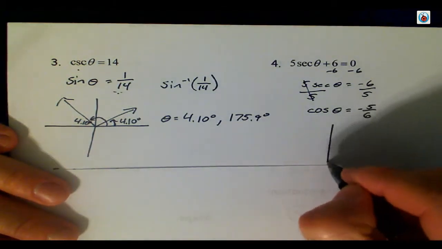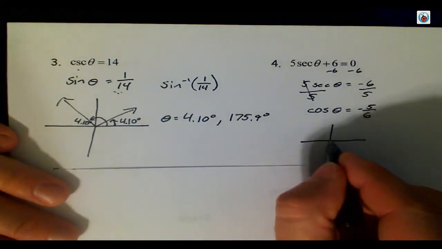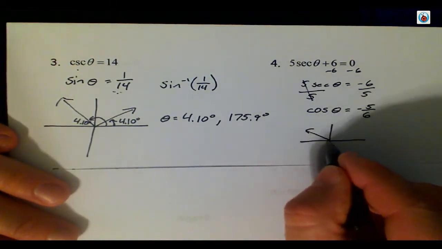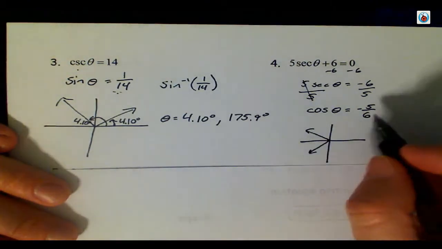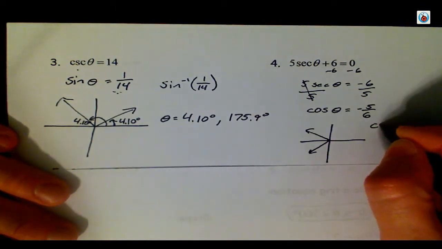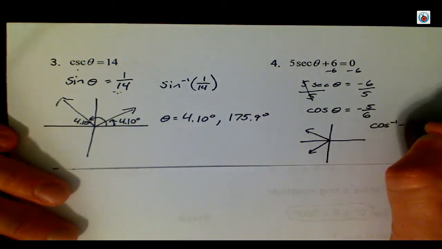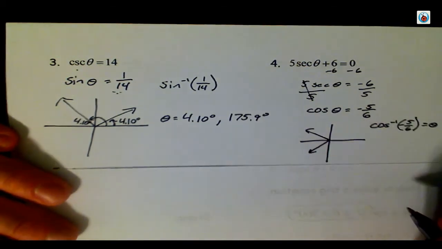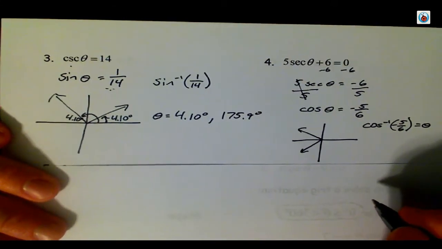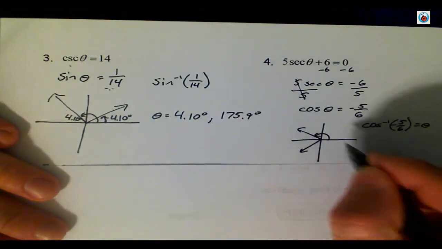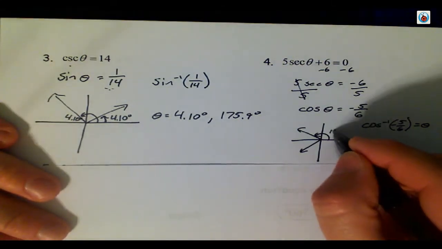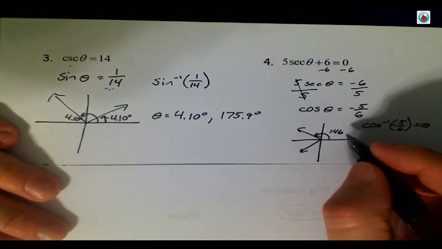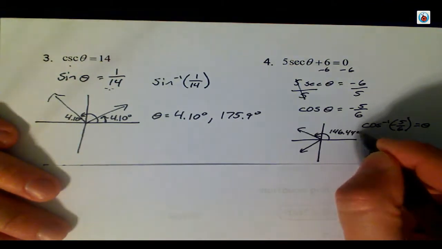Okay, cosine is negative on the left side of your graph, right? I need to take the inverse to help myself out, so cosine inverse of negative 5 over 6 equals theta. That's going to give you this angle right here, which happens to be 146.44 degrees.